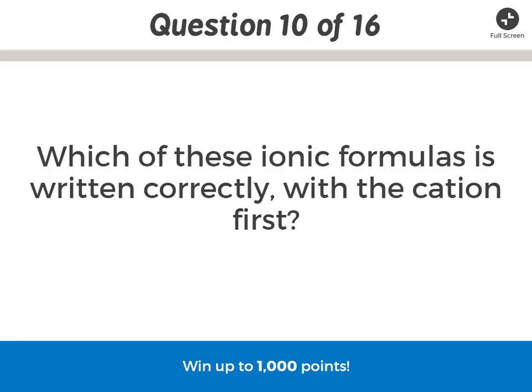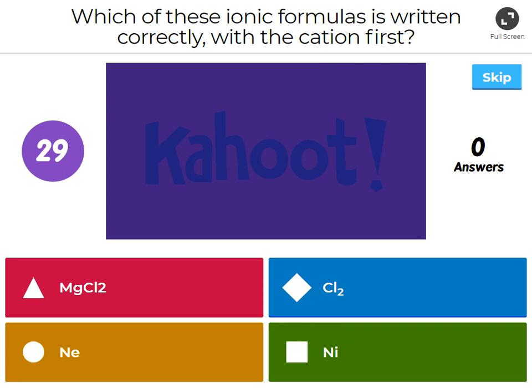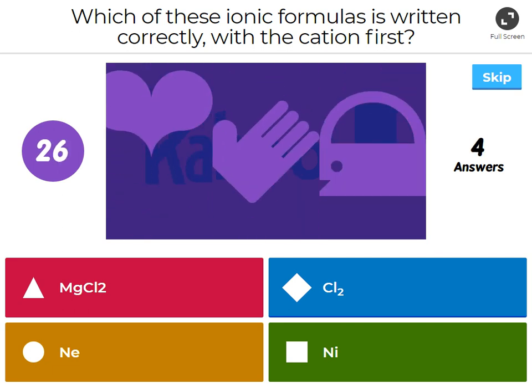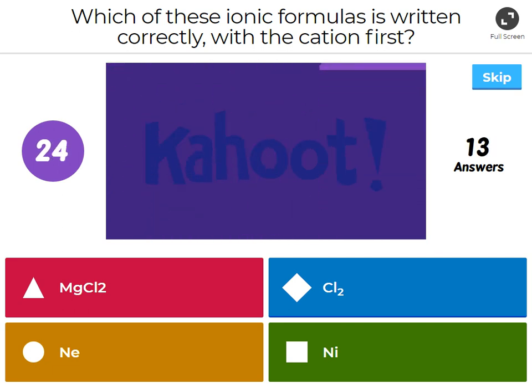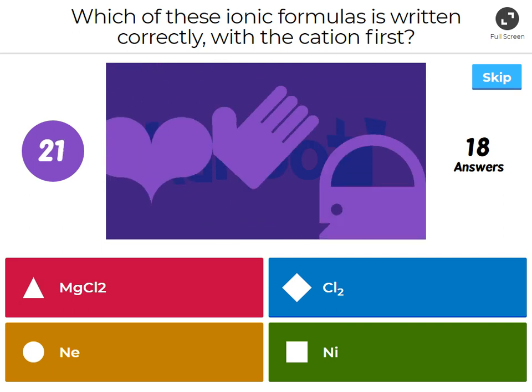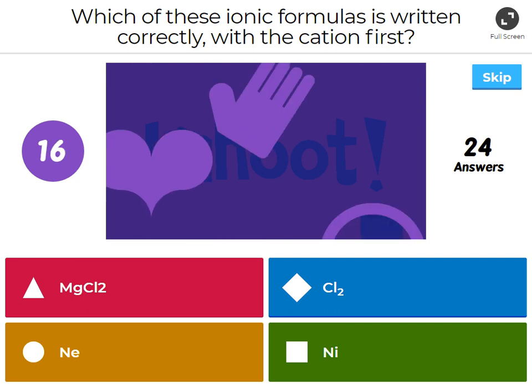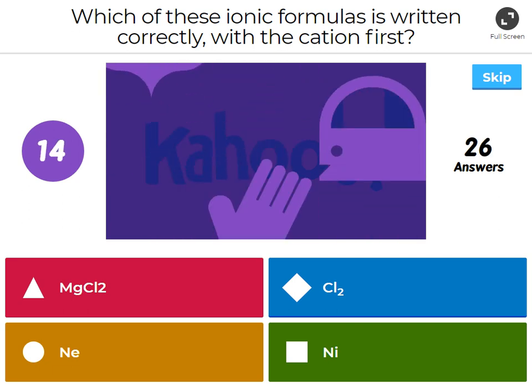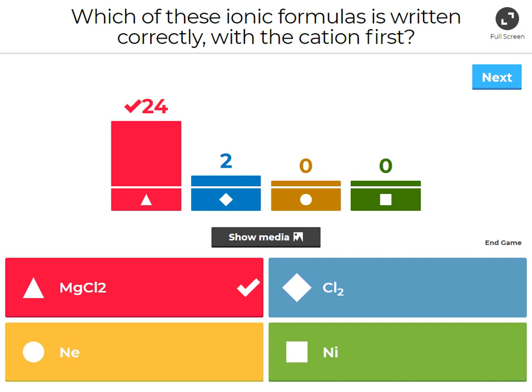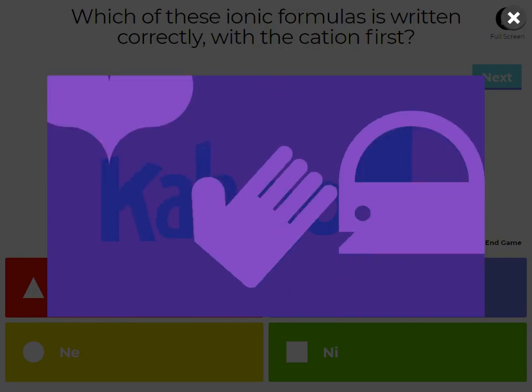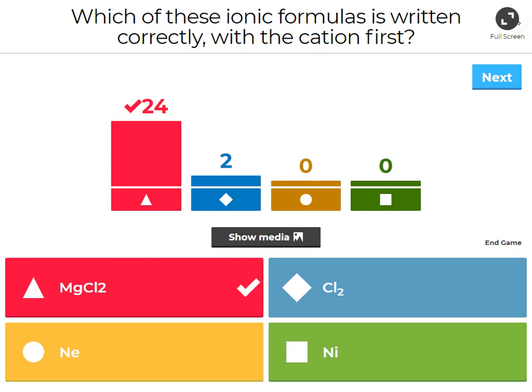Anion. All right. Which of these ionic formulas is written correctly with a cation first? Use your brain, not your neighbor's brain. Okay, so first of all, the only one with anything listed first is this one. All these others are listed collectively together, right? So, process of elimination.